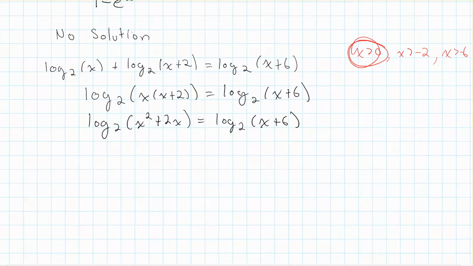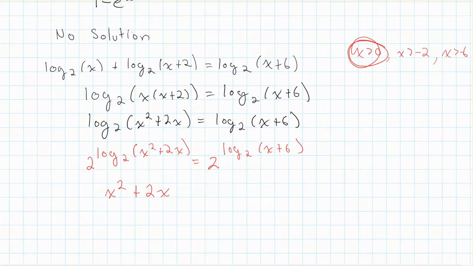Now, some people want to subtract and then divide, but I think that's not really needed here, because remember one of those inverse properties, from the previous video, we could write this as 2 to the log base 2 of x squared plus 2x is equal to 2 to the log base 2 of x plus 6. Basically, I'm doing these as exponents, I'm doing 2 to those, and since we have inverse properties, this is going to just boil down to having x squared plus 2x is equal to x plus 6. And now I just have a quadratic equation to solve.